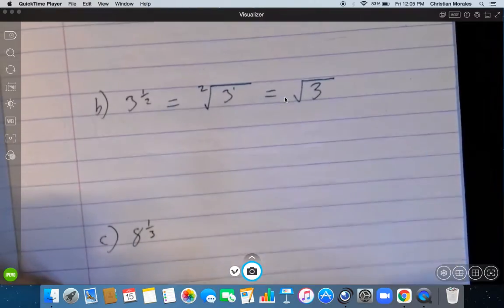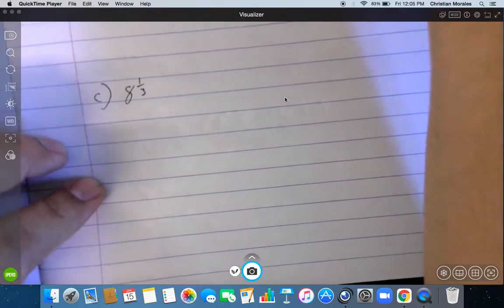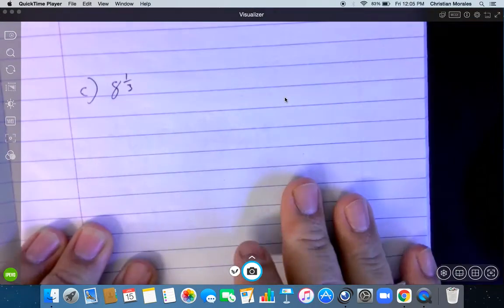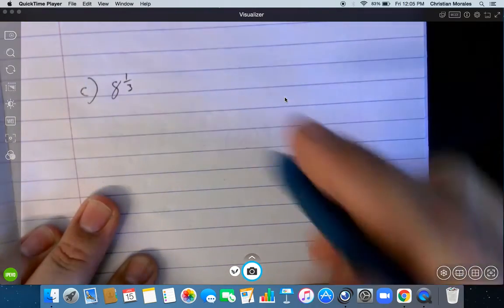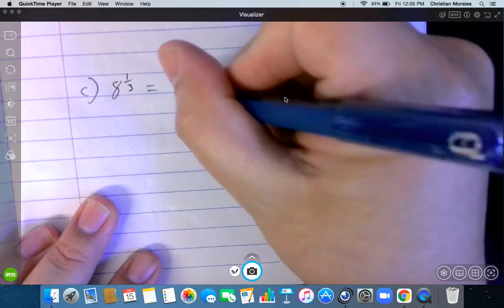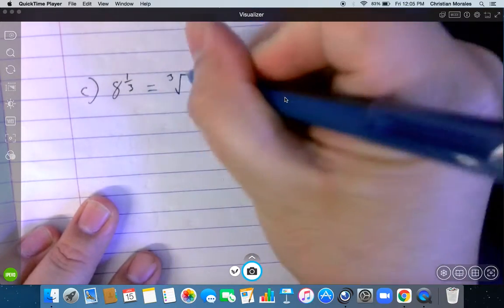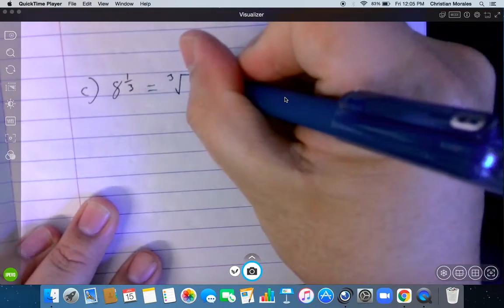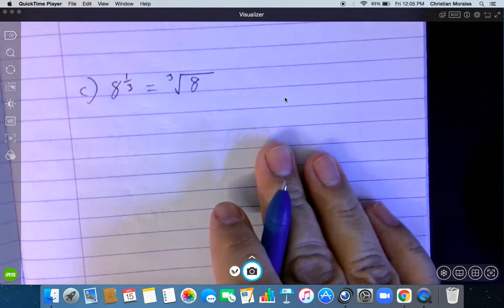Here's another example. 8 to the 1/3. So again, there's no number on top, so you don't worry about that. But your root has a power of 3, so we call that a cube root. And there's an 8 inside, like that.